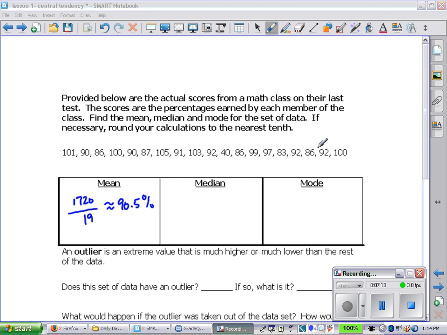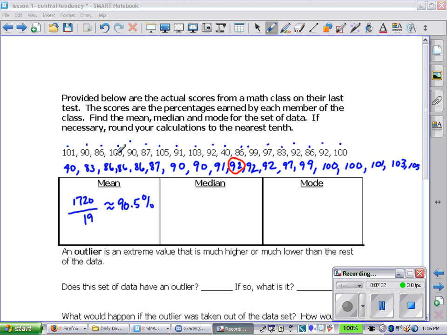So make sure you check everything off and you've got everything in there. If a number repeats more than once, you need to write it as many times as it's there. So pause again, go ahead and put your numbers in order and see if you can figure out which one is in the middle. I'll be back in a second.